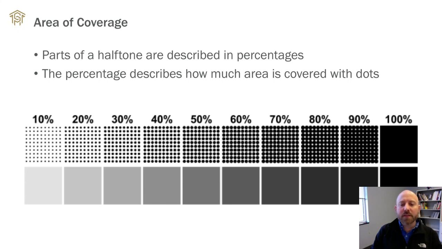So that's what they are. Pretty simple to understand. If you hear me say things like a 50% dot or 30% coverage, this is really what I'm talking about: how much area is going to be covered by dots.